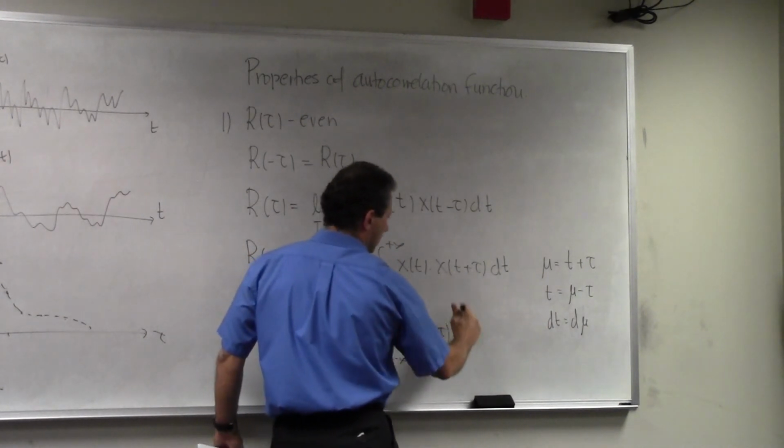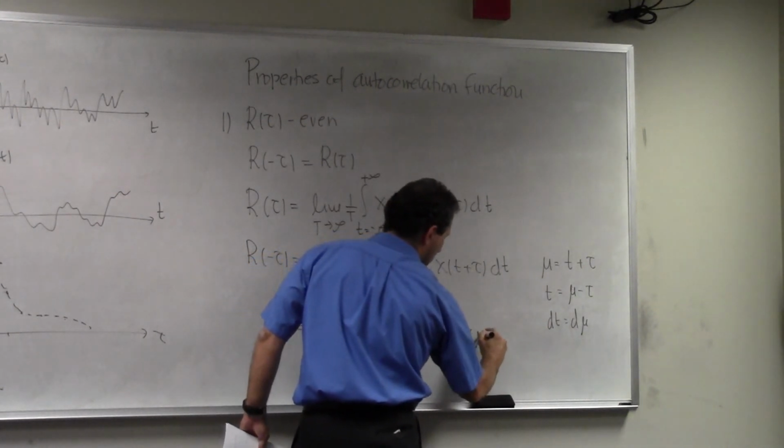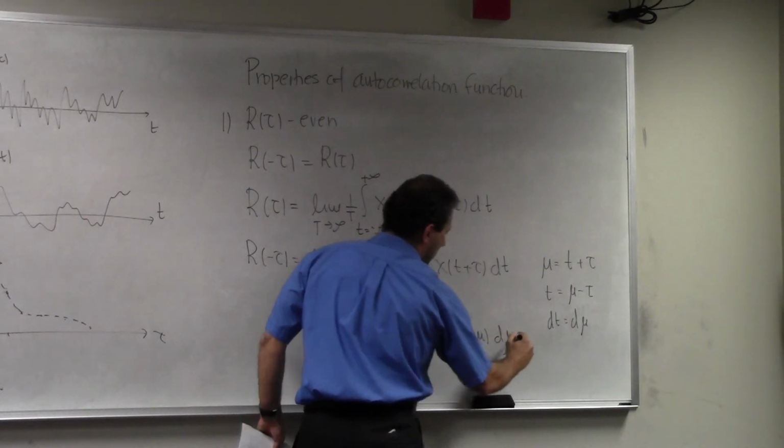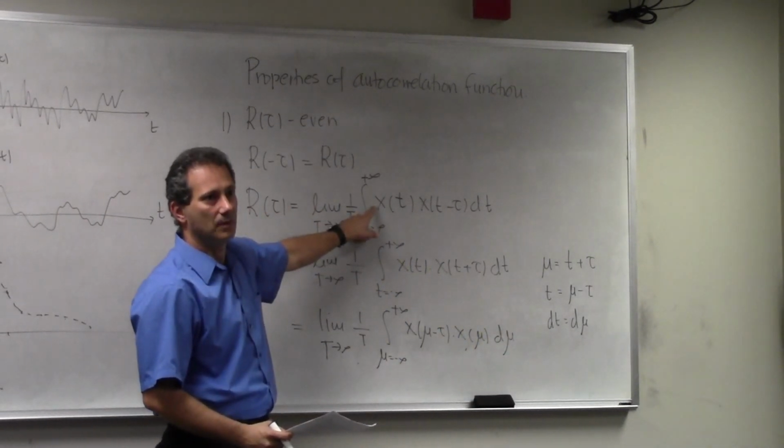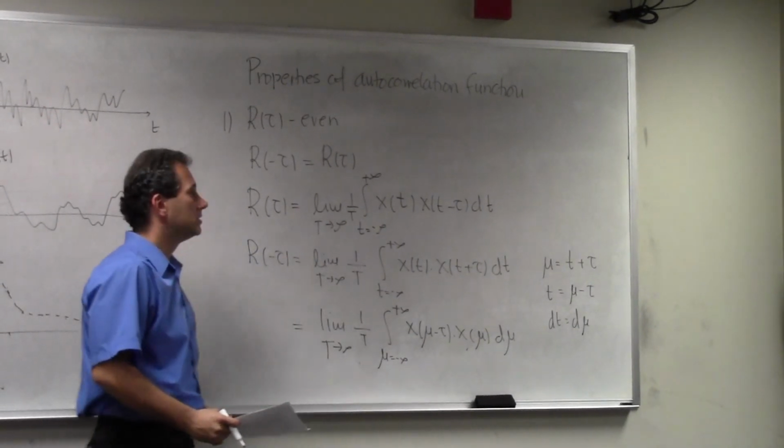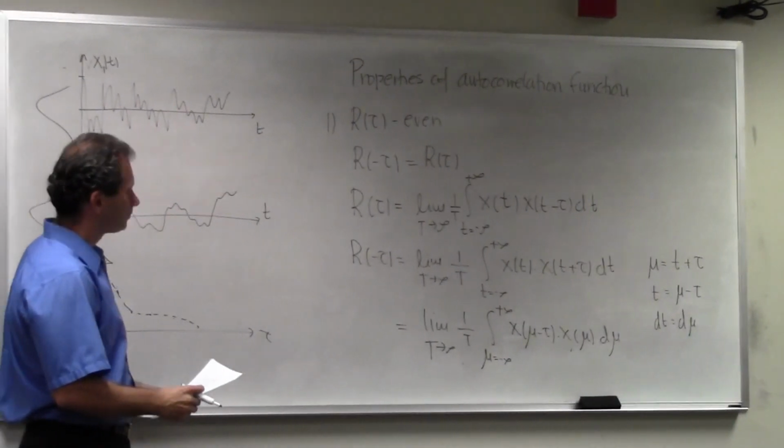And then x of mu, d mu. And now look at this integral and this integral. They're the same. Right? So autocorrelation function is an even function of tau.